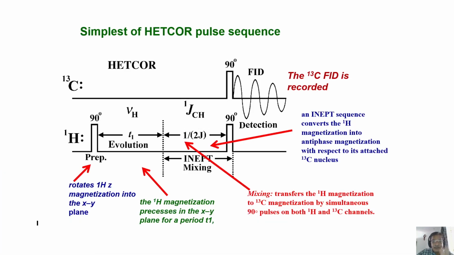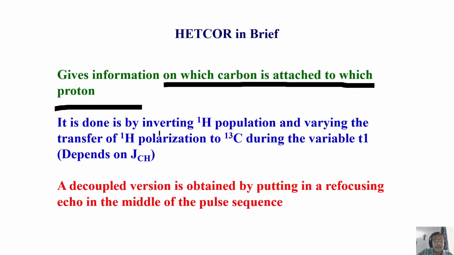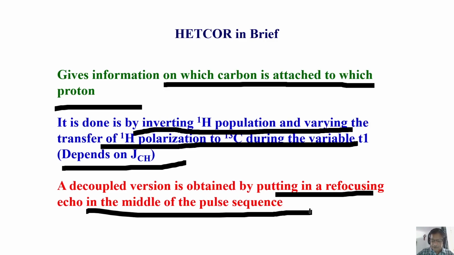This is the simple pulse sequence of HETCOR. One important thing is it gives information about which carbon is coupled to which proton. It is done by inverting the proton population and varying the transfer of polarization to carbon. Remember, we discussed selective polarization transfer and how we can enhance the signal intensity. Exactly the same idea, but it depends upon JCH. You can have a coupled version and a decoupled version also. The decoupled version can be done by putting in a refocusing echo in the middle of the pulse sequence. We discussed what happens in the case of sequences like this.